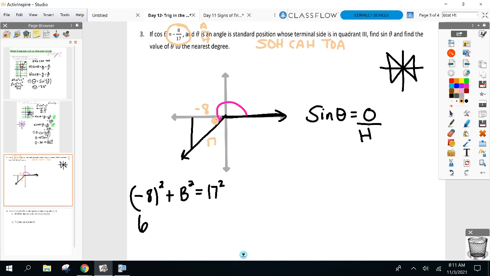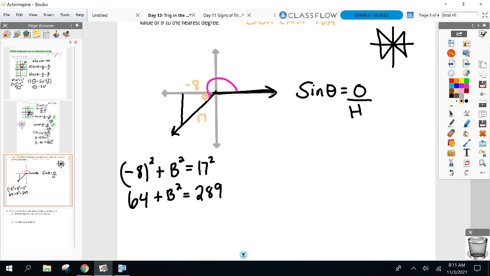So I get 64 plus B squared. 17 squared, 289. Thank you. 225. B equals 15. Did your phone tell you that? Too soon, everybody? I always knew it was 15. B equals 15. All right, so I pop the 15 up here.